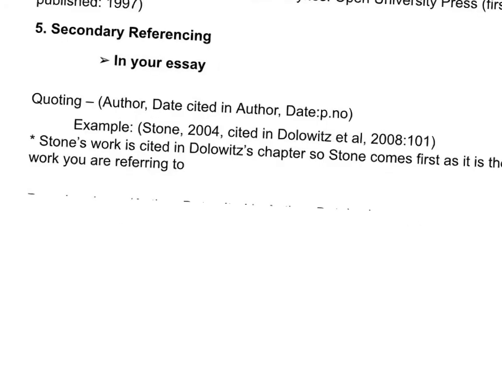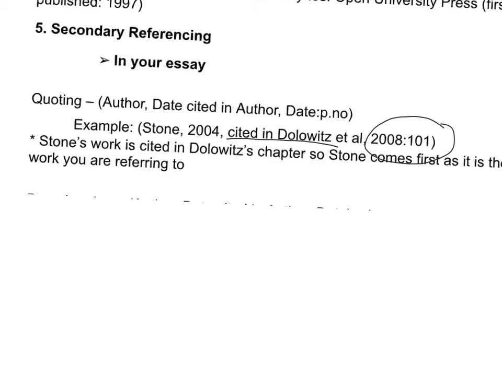So secondary referencing is slightly more complicated. If you've been reading a book and somebody has referred to somebody else's work, for example, Dolowitz has written a book and they've been reading themselves Stone. So Dolowitz has cited Stone and you think, oh, I really like the Stone stuff, so I want to cite that myself. So this is how you do it. You say Stone, comma, 2004, cited in Dolowitz. And then the same referencing rules apply because you've got the page number there.